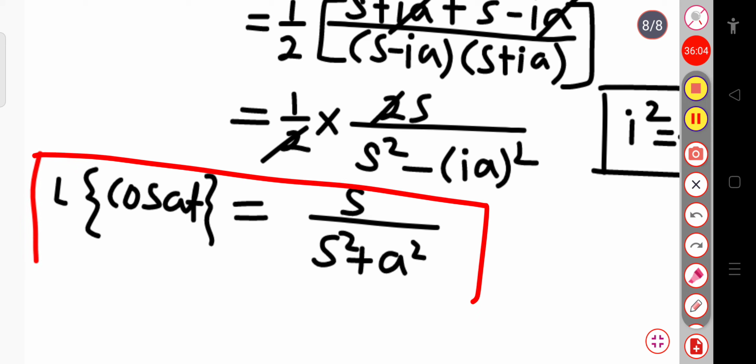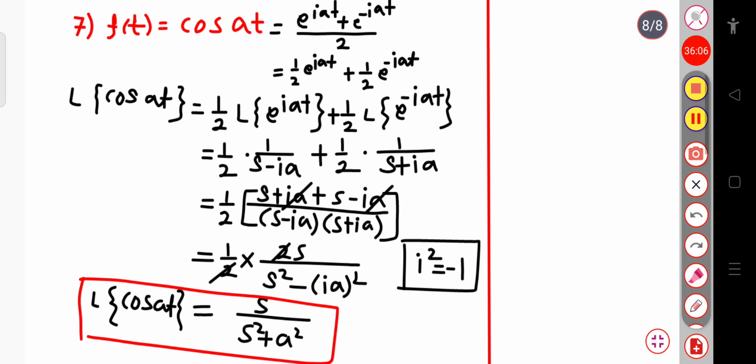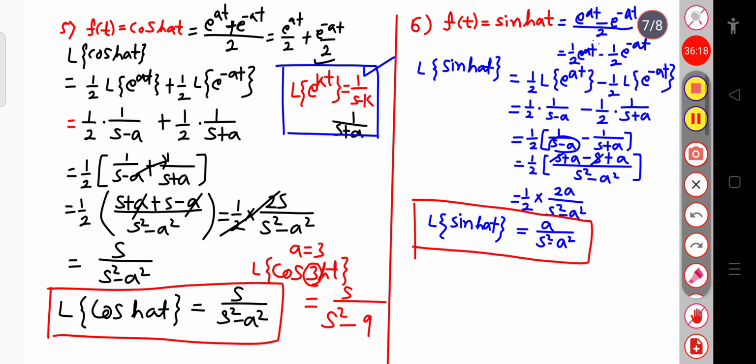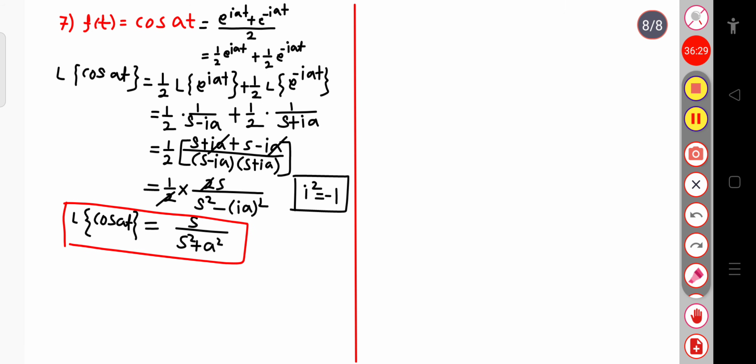In case of the cos hyperbolic function, cosh at, this is simply s divided by s square minus a square. If you can remember, here you can see this is s by s square minus a square for the hyperbolic function. Now when it is cosine at, this will be s divided by s square plus a square.